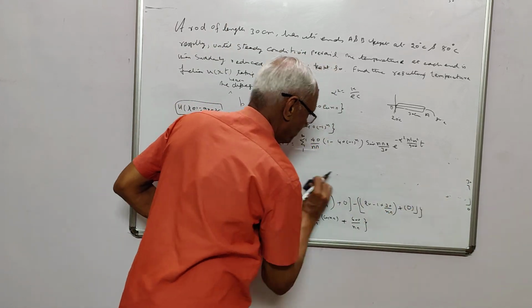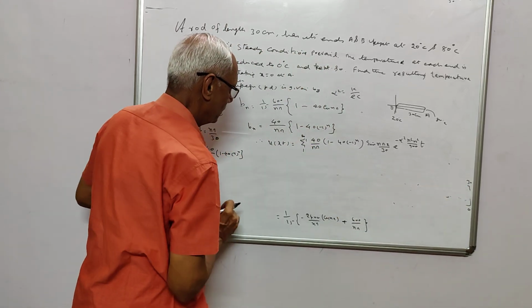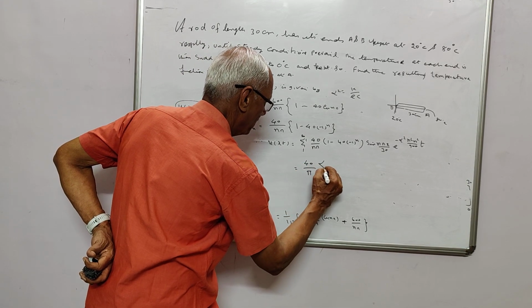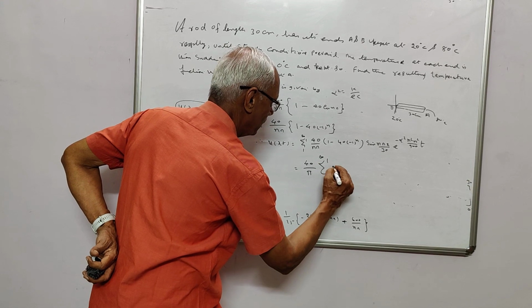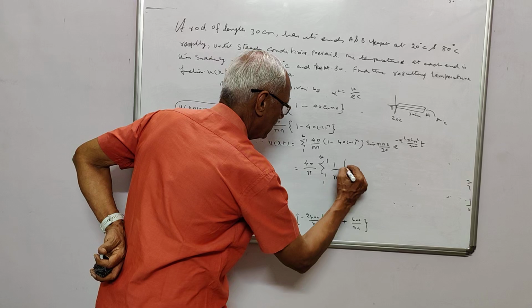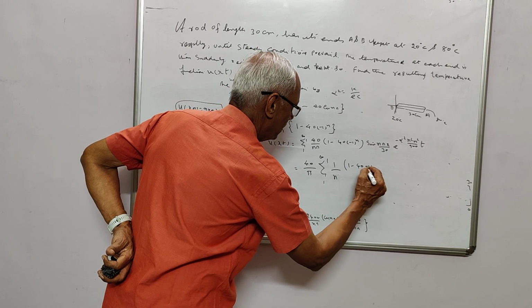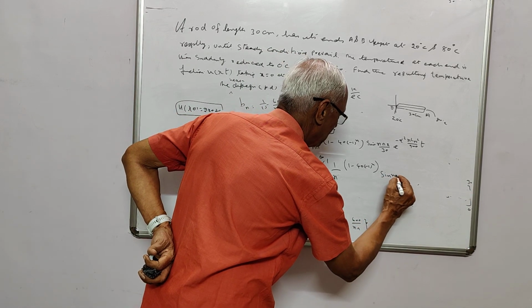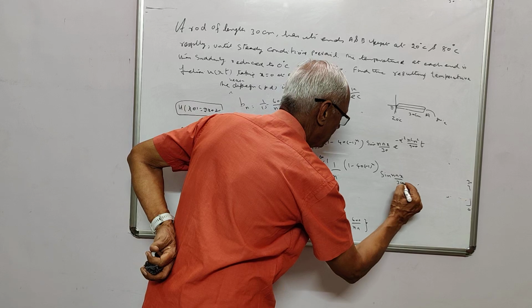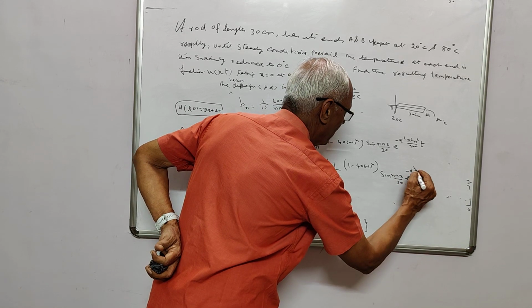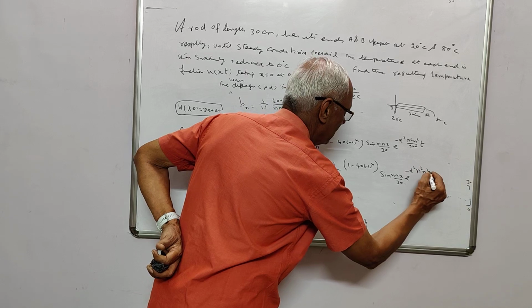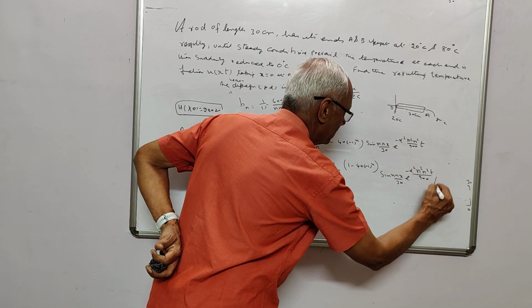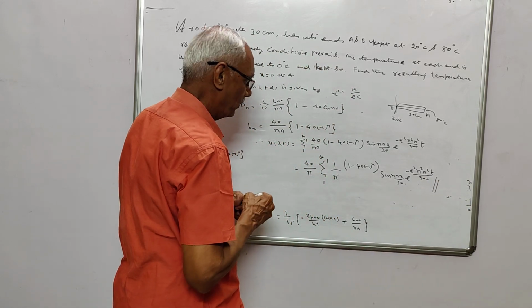So the answer is, this is equal to, take this 40 by π outside, within brackets the sum from 1 to infinity of 1 by n into (1 minus 4(minus 1)^n) into sin(nπx/30) into e to the power of minus α squared n squared π squared t, whole divided by 900. So this is my answer for the problem.